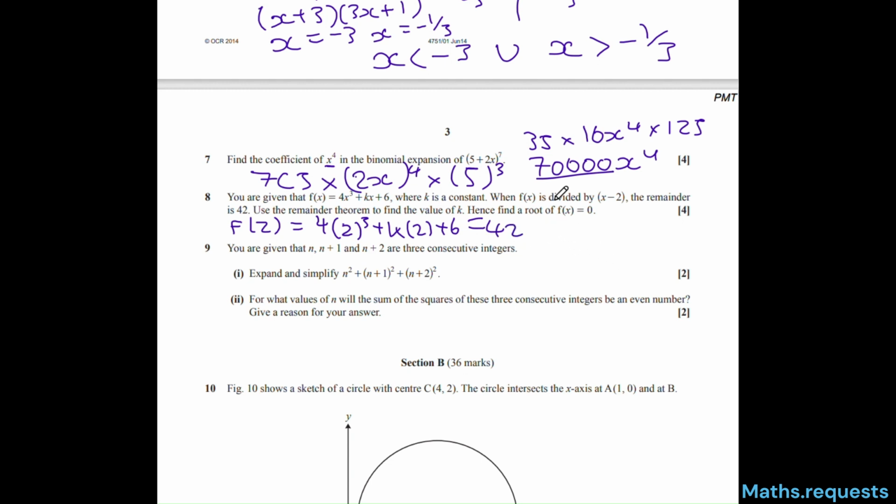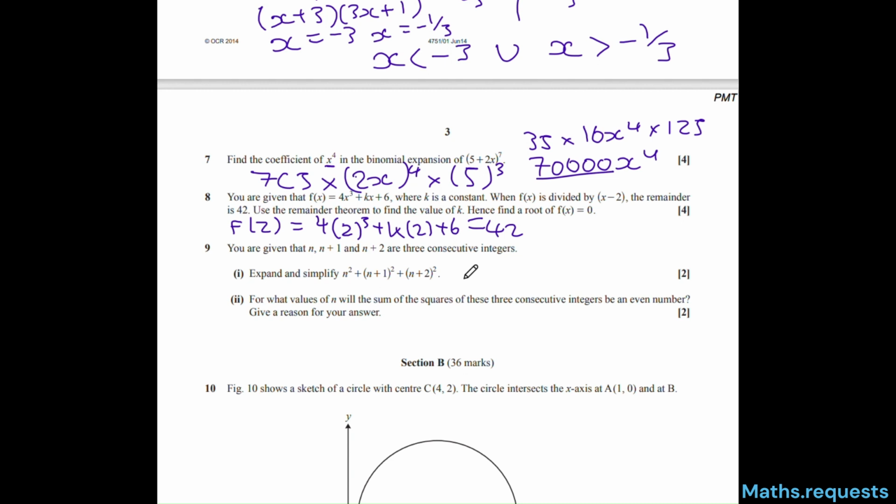So we end up getting 2k plus 38 equals 42. So then 2k equals 4 and k equals 2. And to find a root of that equation, our equation is 4x cubed plus 2x plus 6. If we plug in f of minus 1, we get that equals 0, so we know that x equals minus 1, and that is our root.